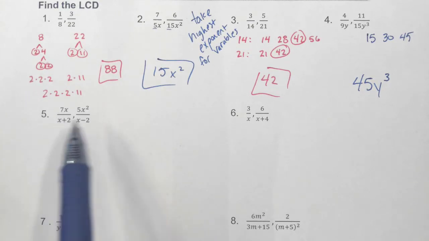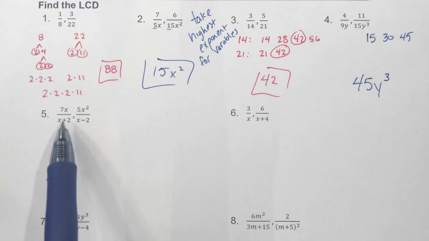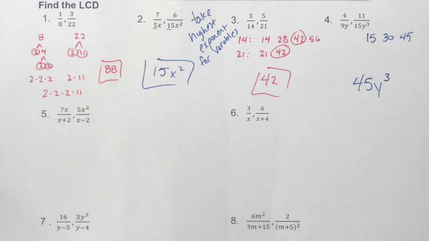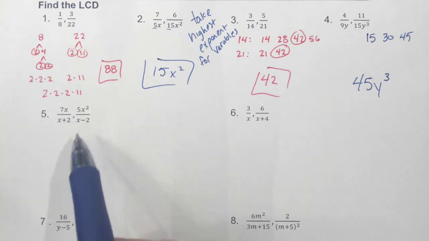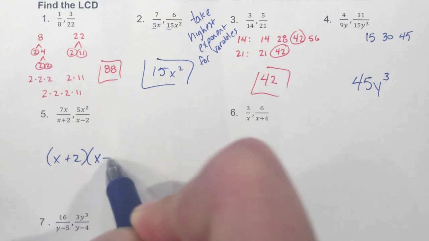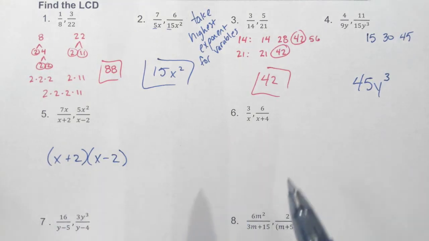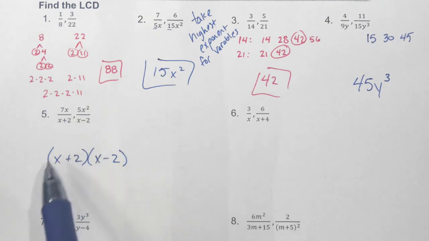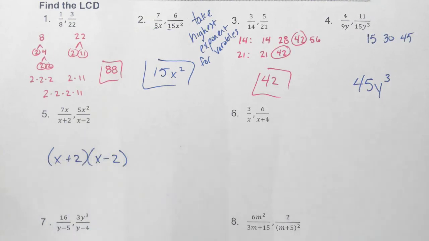If we look at 5, these ones are very easy. Between x plus 2 and x minus 2, with addition and subtraction, they're kind of their own separate things. So the common denominator between those two things is just going to be x plus 2 times x minus 2. You just stick them next to each other whenever there's nothing really in common. So with addition and subtraction, if they're not the same, you just stick them next to each other.